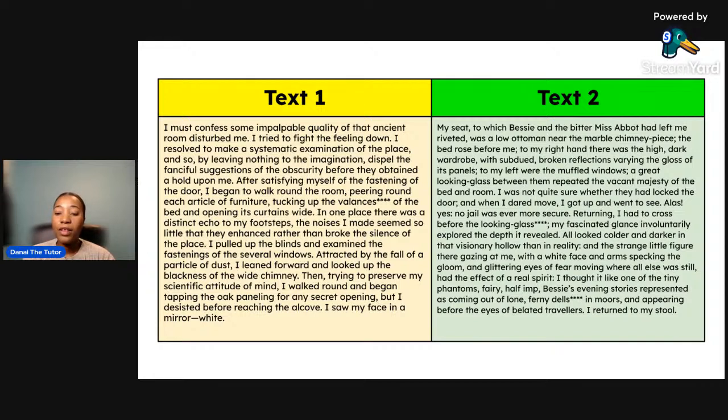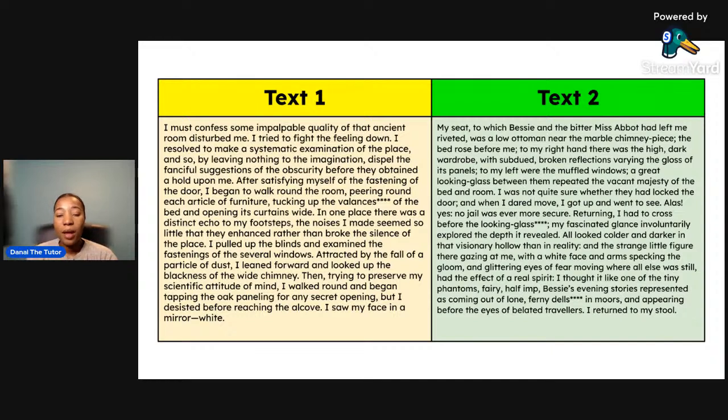I thought it like one of the tiny phantoms, fairy half imp, Bessie's evening stories represented as coming out of lone ferny dells in moors and appearing before the eyes of belated travellers. I returned to my stool. So that's text two, and there she opens by talking about where she's seated, and she says that she was left riveted, which means frozen, in one place. And we can see there that in this text, she only moves to check if the door is unlocked, and then she goes back to her seat.